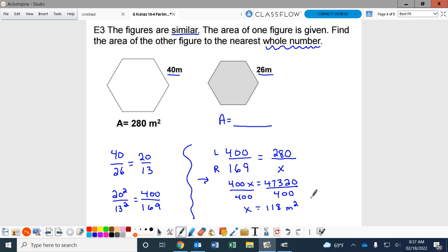Okay, guys, if I ask you this question, what is the ratio of the areas in this picture? Which of these numbers is the ratio of the areas? It's the 400 over 169. What's the area of the new shape? 118 meters squared. And what is the ratio of the perimeters? The 20 over 13. Let's write it on here just so we have it: ratio of the perimeters, ratio of the areas, and this is the actual area. I just want you to know what you've got.